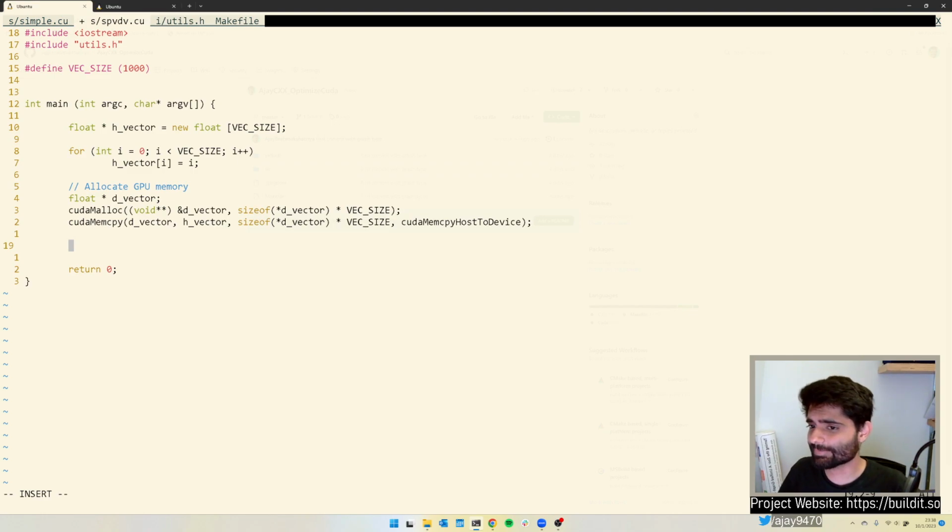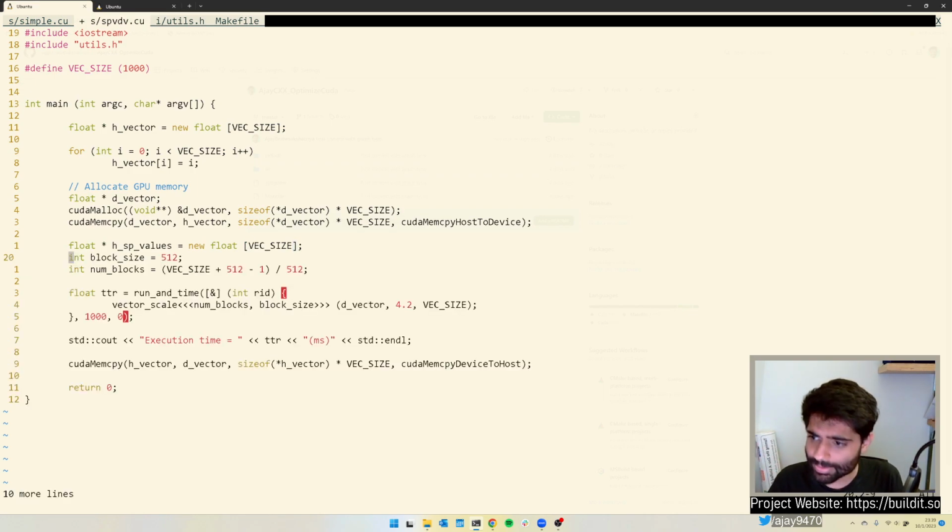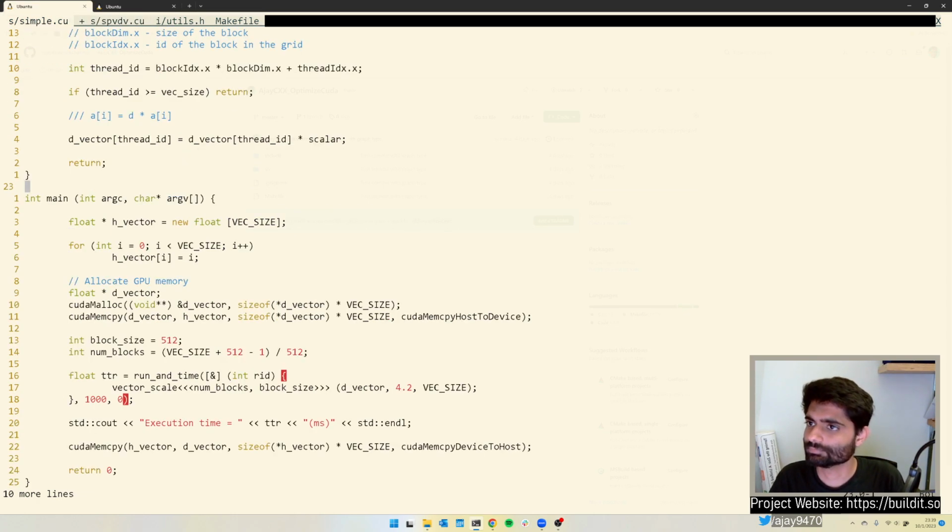So this vector also has the same size. By the way, for doing pointwise multiplication, your vectors need to be of the same size. But I'm going to store this one as sparse. So float h underscore sp underscore values equals new float. I'm going to allocate an array of size vec size, but it doesn't need to be. This is the maximum number of elements that I'm holding. So I'm allocating the full size, but you probably need less.